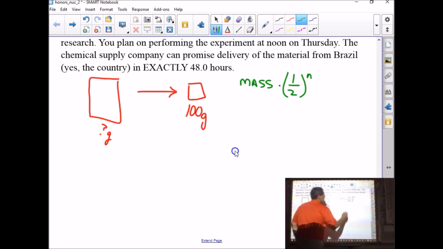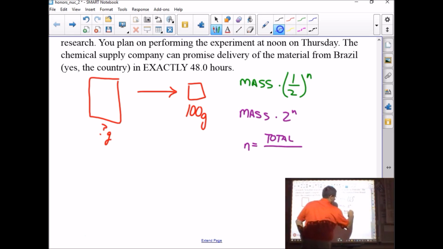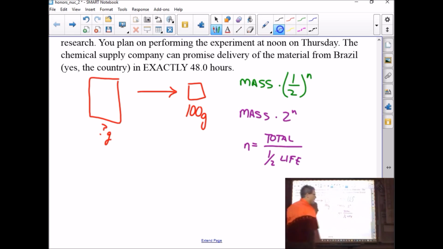So instead of using this equation here, we will use this equation. Mass times 2 to the n. Whenever you need to have more than what you're going to use, you use that second equation. The n still is the same. It's still your total time over your half-life time. So nothing changes.